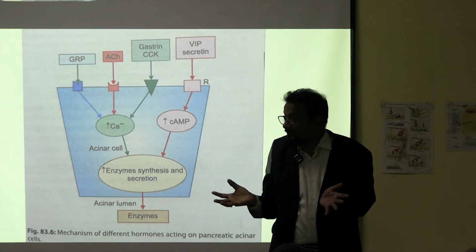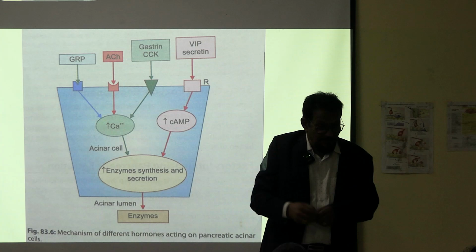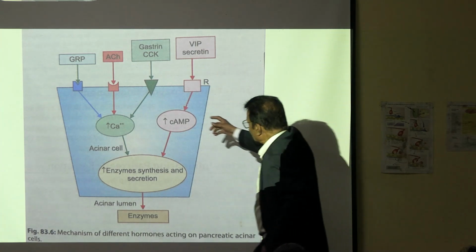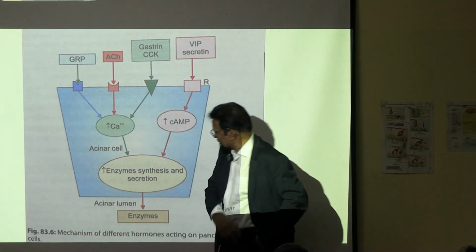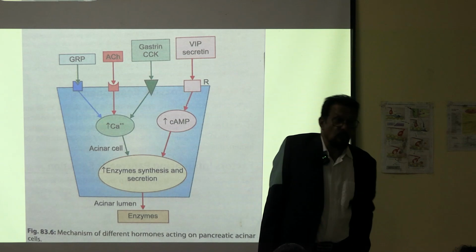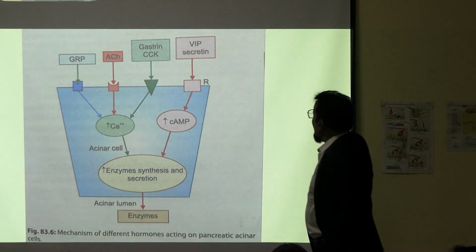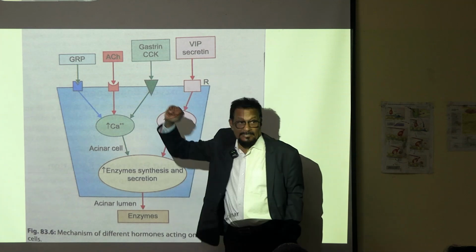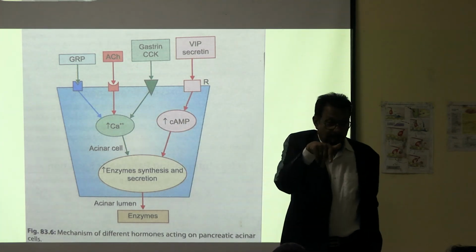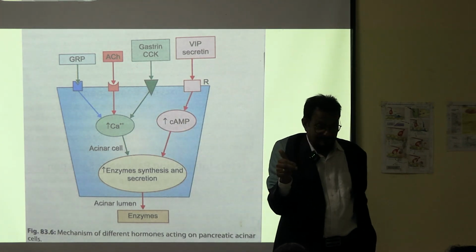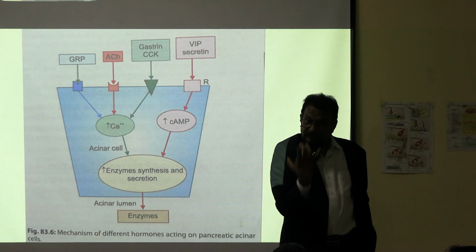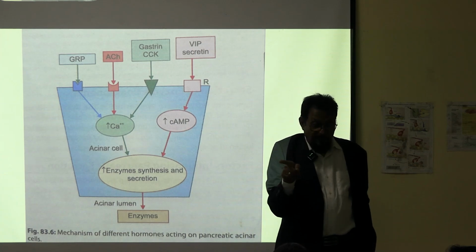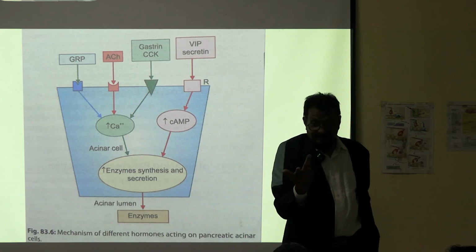So within the packet, what is there? Different types of enzymes. They will be exocytosed into the acinar lumen. And this is secretin. This secretin is liberated from the intestinal cells because of contact with acidic substance. S cells are there on the lumen. When they make contact with hydrochloric acid, they produce secretin.